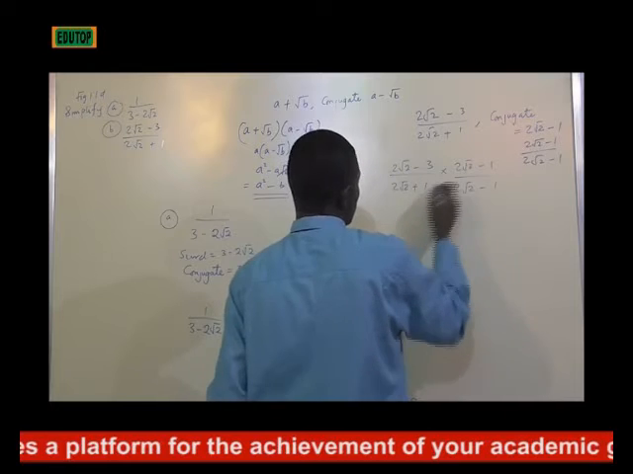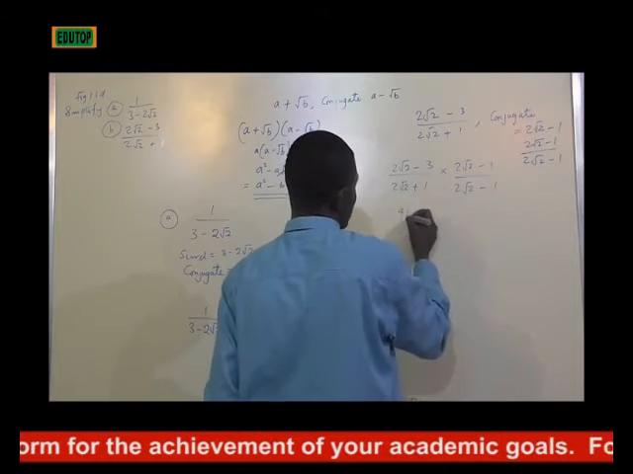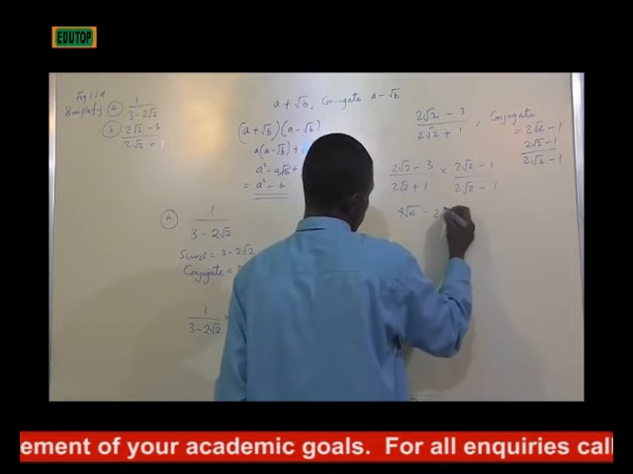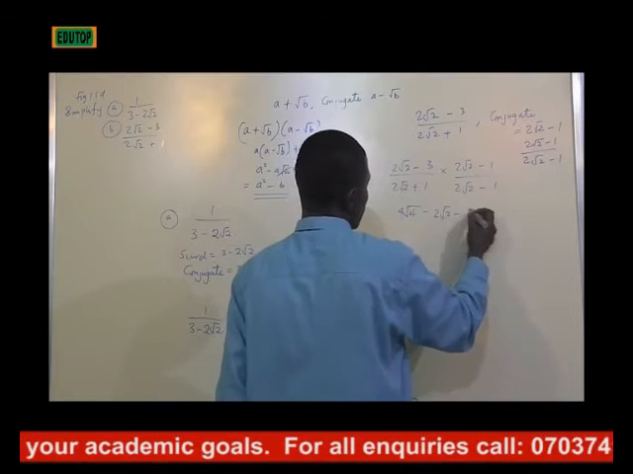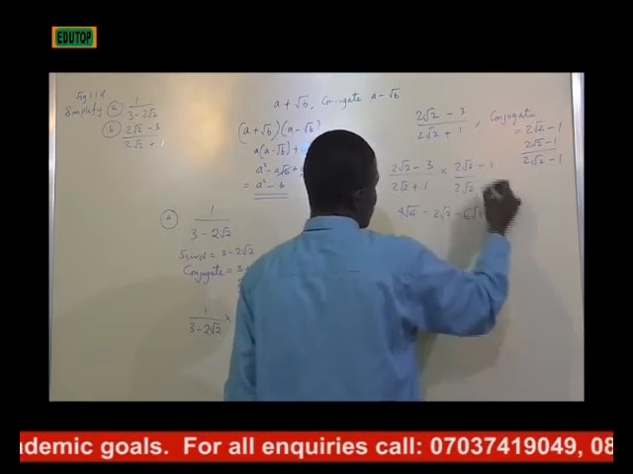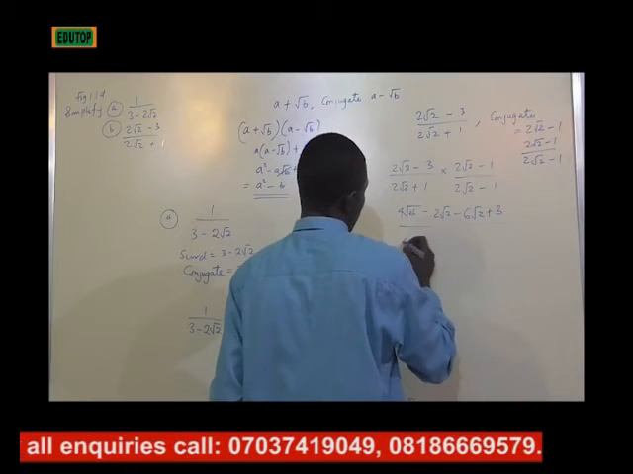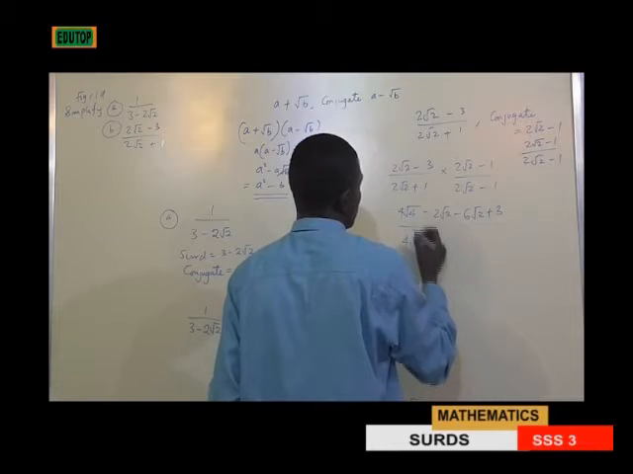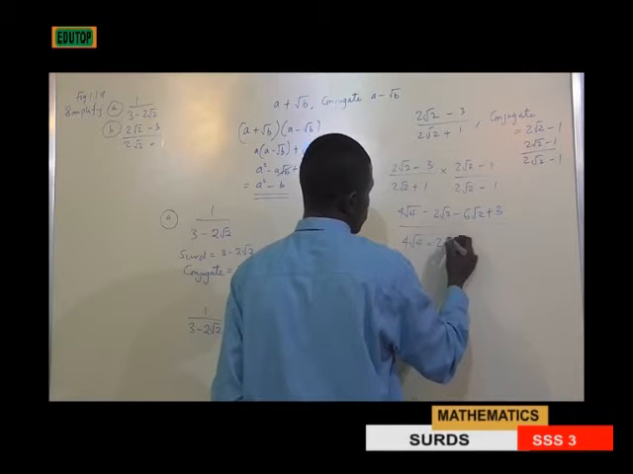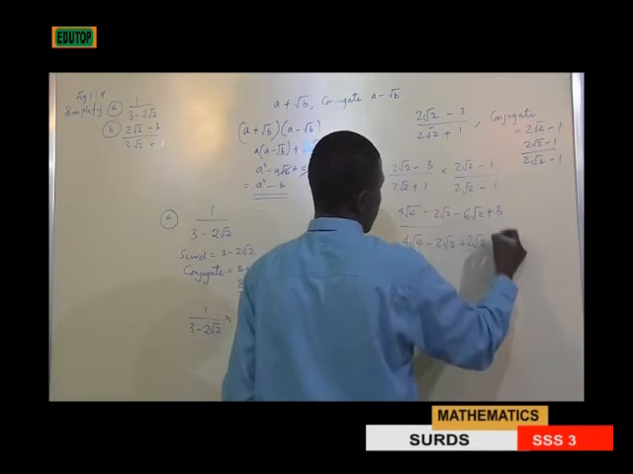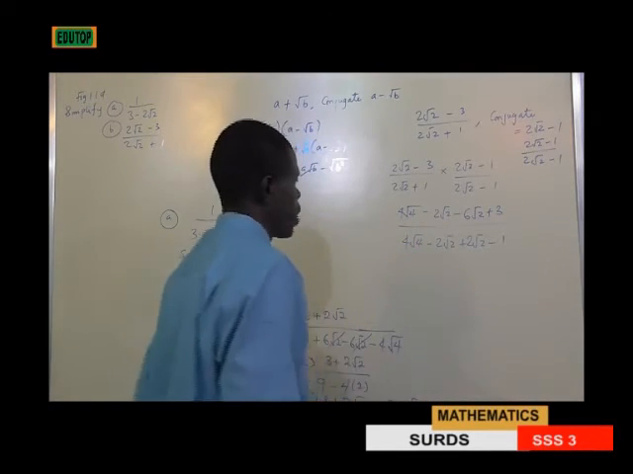This times this, 2 times 2, 4. This times this, that will be root 4. This times this, minus 2 root 2. This times this, minus 6 root 2. This times this, plus 3. Over, this times this, we have 4 root 4. This times this, we have minus 2 root 2. This times this, we have plus 2 root 2. This times this, we have minus 1. So that's what we're going to have.